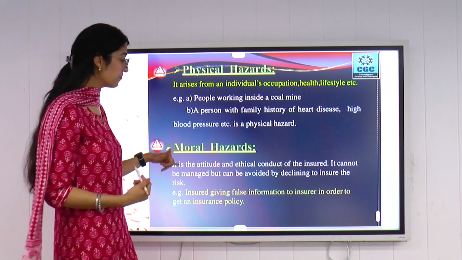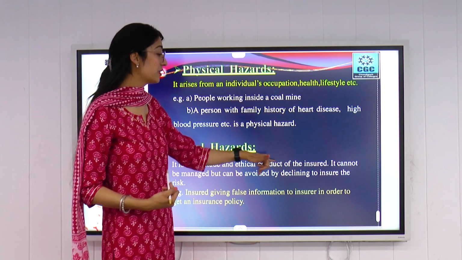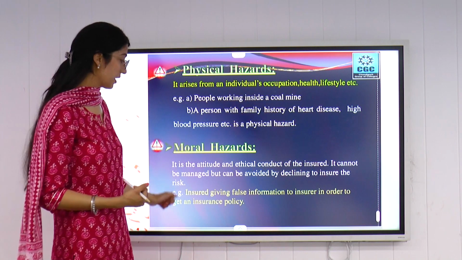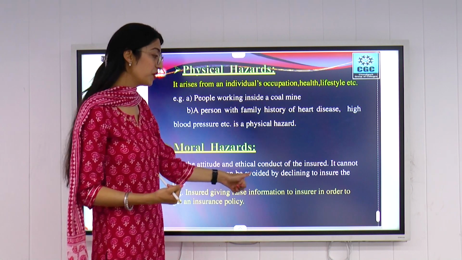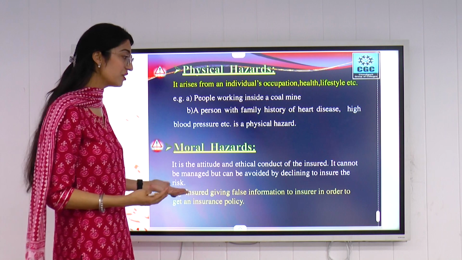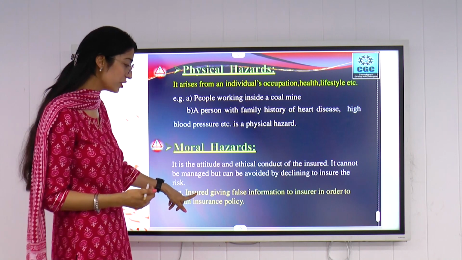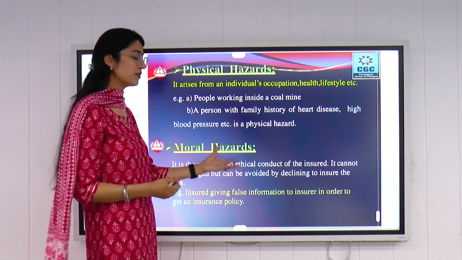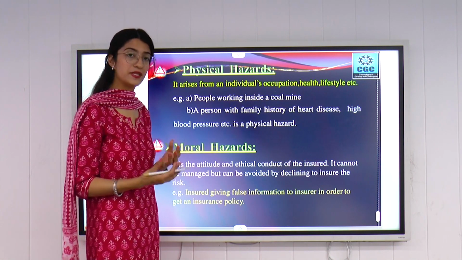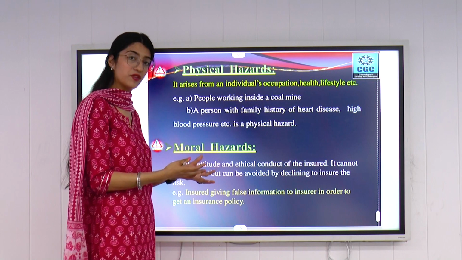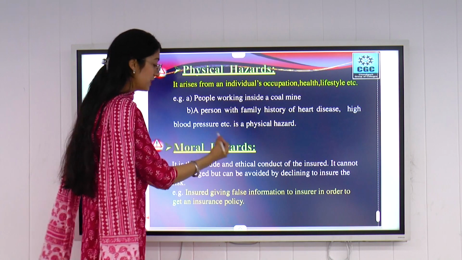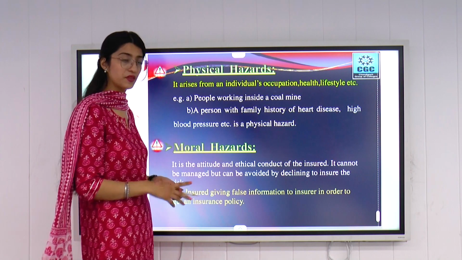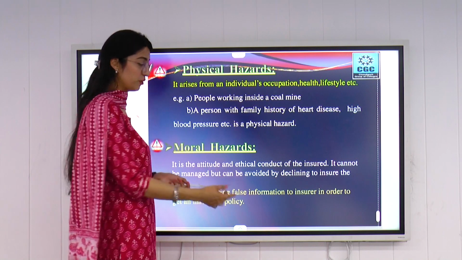What are moral hazards? It is the attitude and ethical conduct of the insured. It cannot be managed but can be avoided by declining to insure the risk. For example, the insured giving false information to the insurer in order to get insured. This is related to attitude, basically giving false information to the company. So these types are the moral hazards, which are more related to human nature or human behavior.